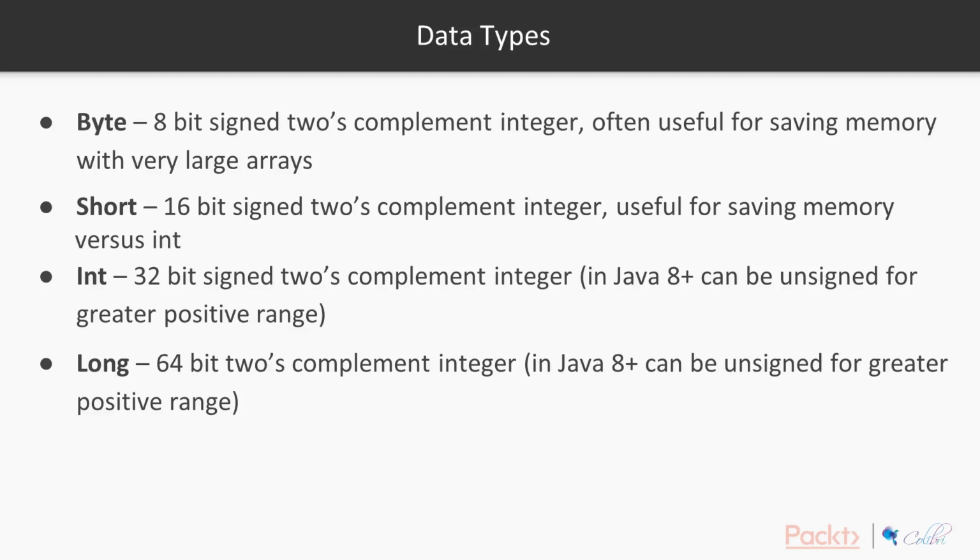If you need even more space for your numbers, you can use a long. A long is a 64-bit 2's complement integer, and in Java 8 that can also be unsigned for even greater positive range. So you can use all 64 bits or all 8 bytes for the positive part of your number and none for the negative part of your number. That's useful if you're storing really big numbers.